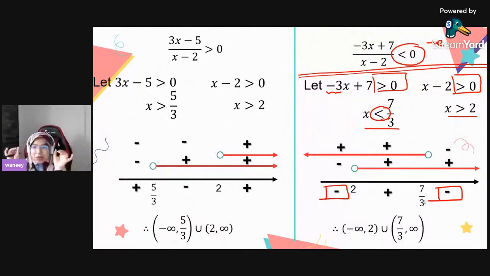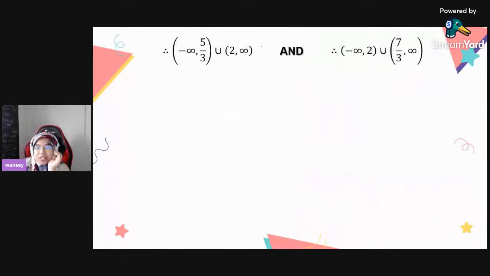And then what are we going to do with these two answers? If you refer to the first inequality that you did, you wrote down the word and, right? And means that we are going to find the intersection between these two answers. So this is the answer on the left. This is the answer on the right. Now we are going to combine them and find the intersection.